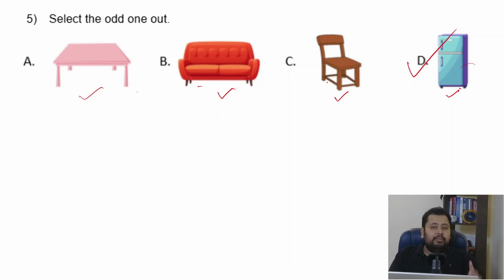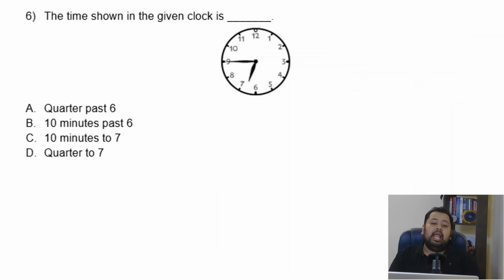If you got question number 5 correct, give yourself a star and then move to question number 6, right? The time shown in the given clock is dash, right? So pause the video. It's a clock question. What is the time given over here in the clock? What is the time shown over here in the clock is something you have to find out. Is it quarter past 6? Is it 10 minutes past 6? It is 10 minutes to 7, or it is quarter to 7, right? Pause the video, solve it, and then look at the solution.